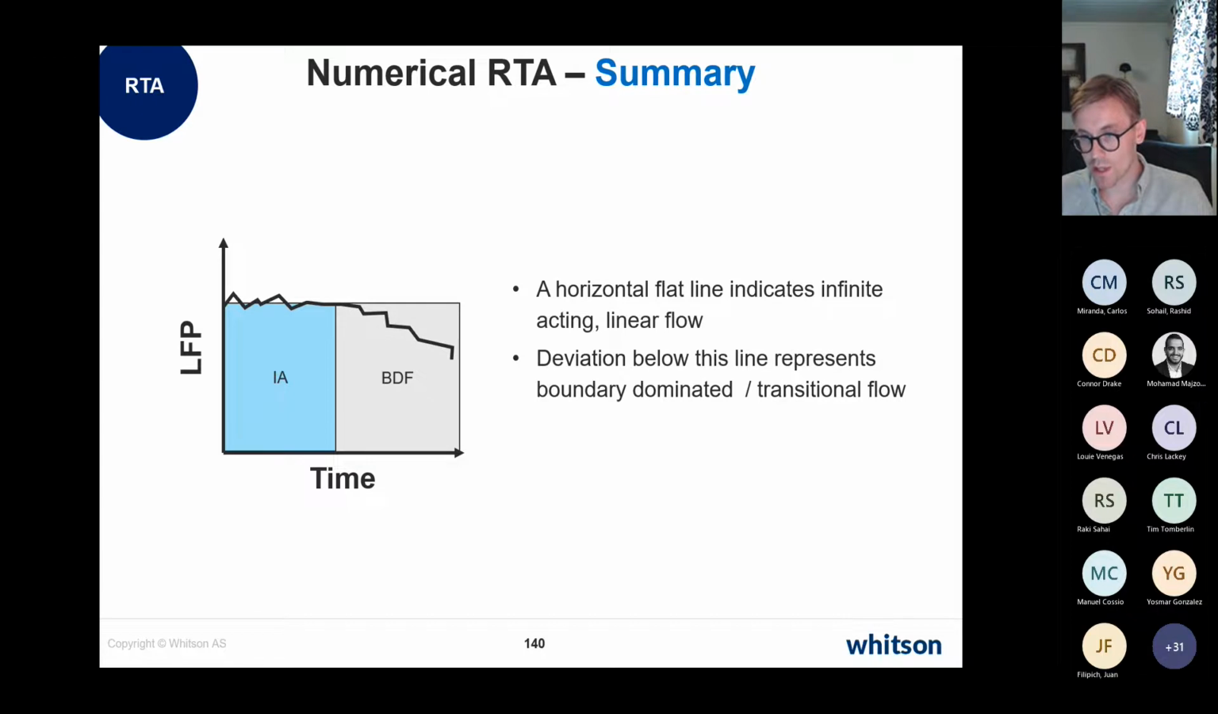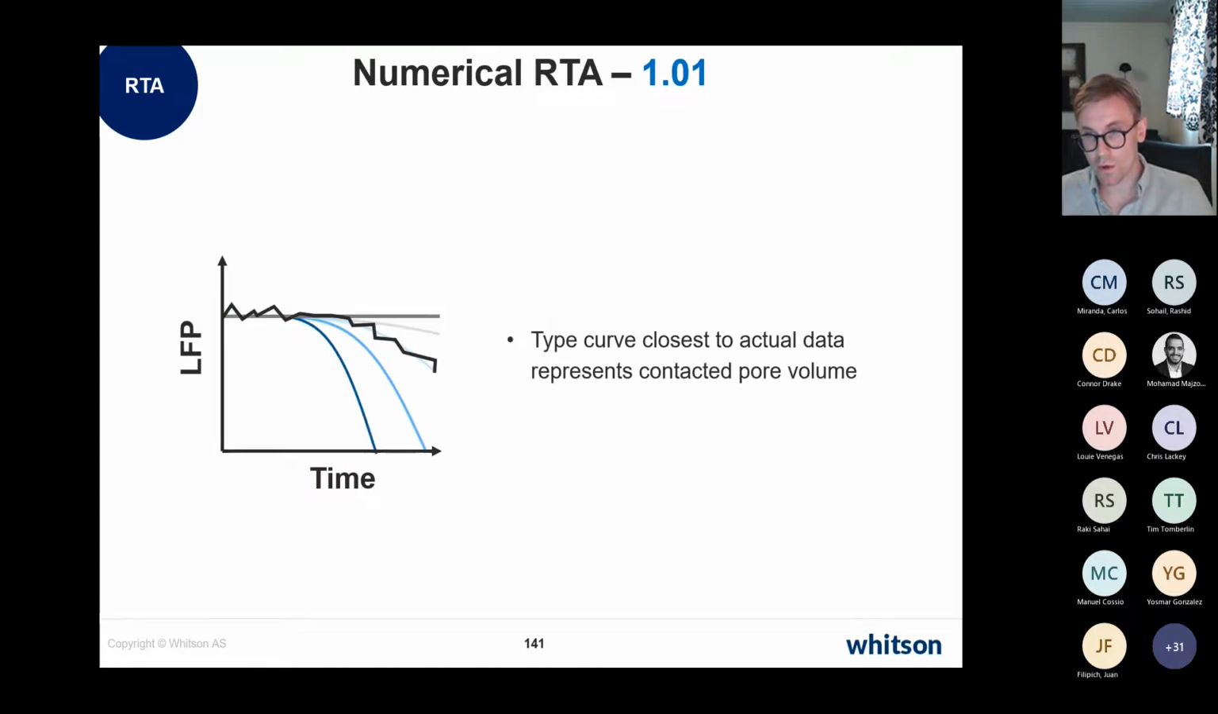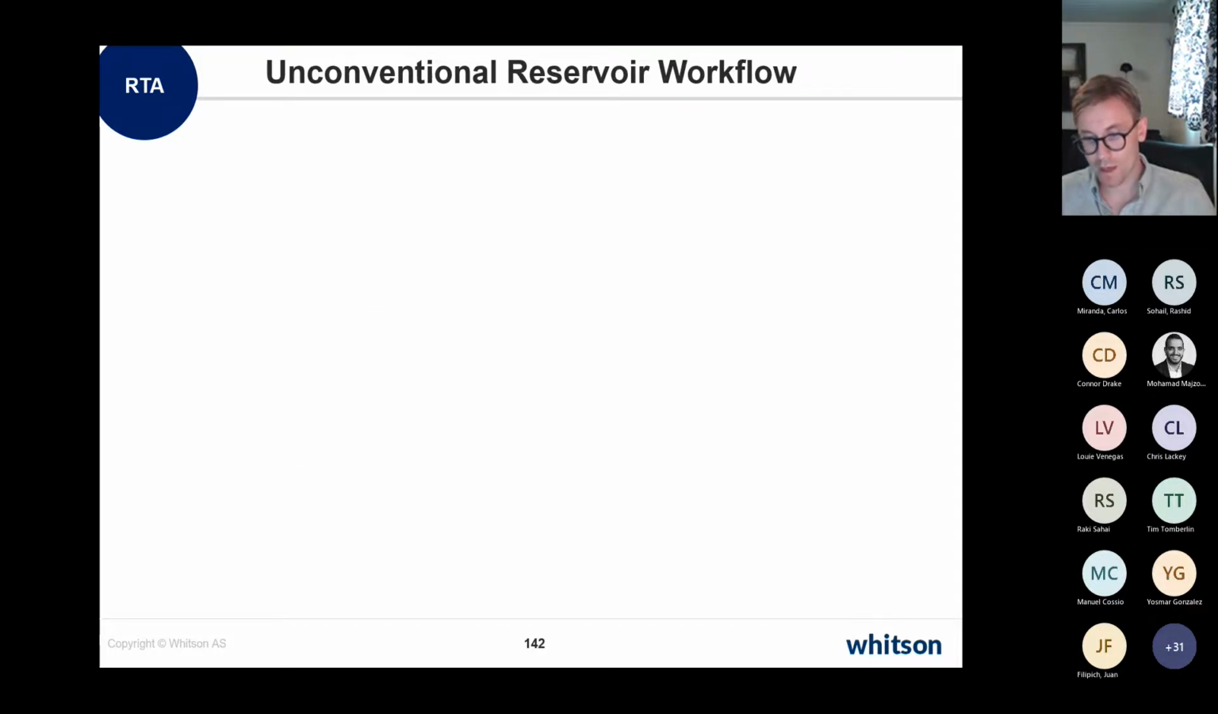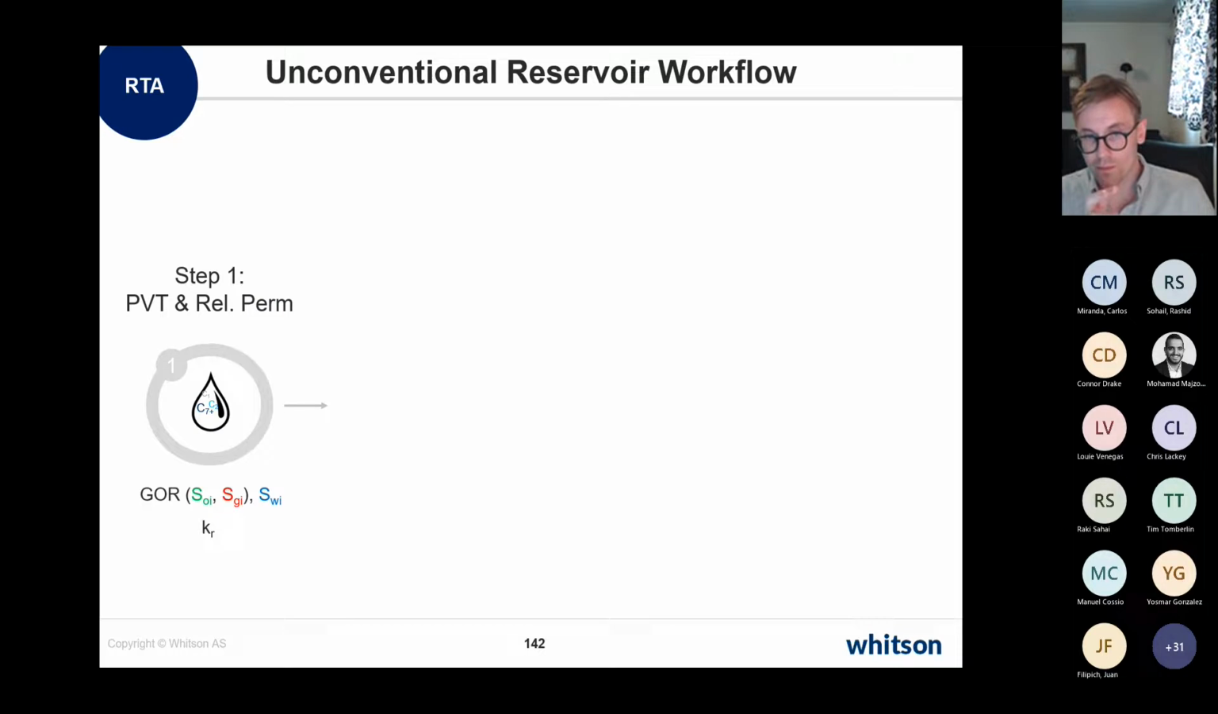Deviation below the line represents boundary dominated or transitional flow. And the magnitude of the flat line indicates the LFP itself. And we're picking basically 2 things, LFP and OIP. And to look at it, in step 1, you have to input PVT and rel perms. So it's only when you update either PVT or rel perms or bottom hole pressures that you actually have to rerun the case. Otherwise, you just move the line up and down.